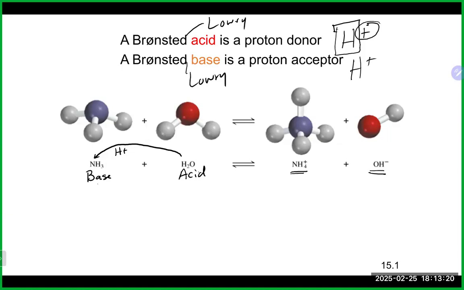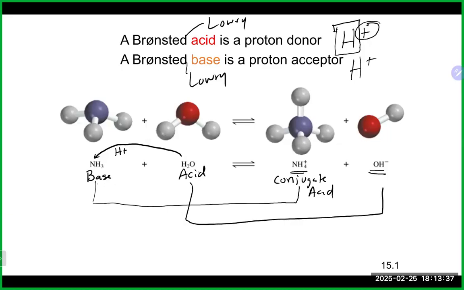A consequence of the Bronsted-Lowry definition is they will actually create partners on the other side of the arrow. So the base on one side of the arrow, its partner on the other will be what is known as the conjugate acid. And the acid on one side will have a partner on the other side, which is known as its conjugate base.